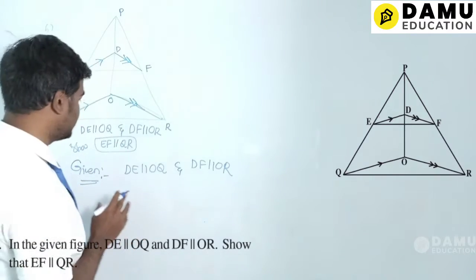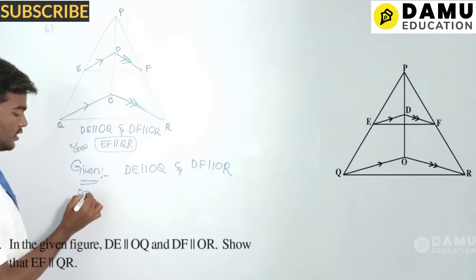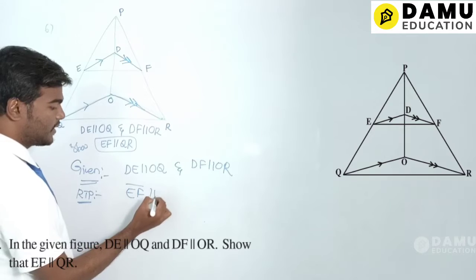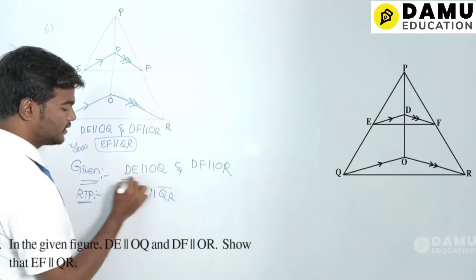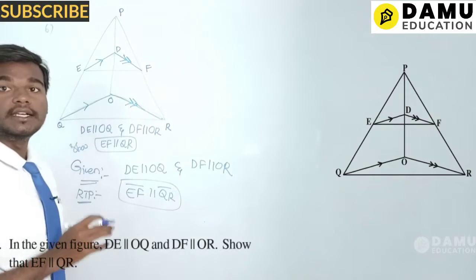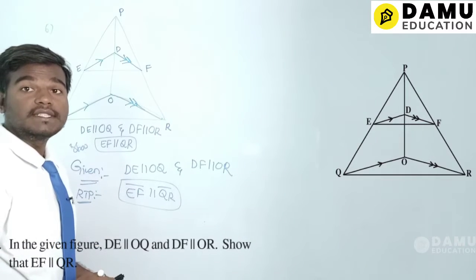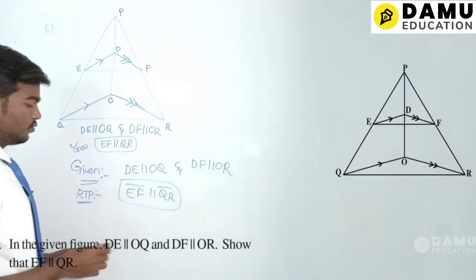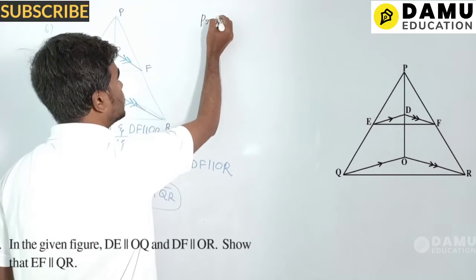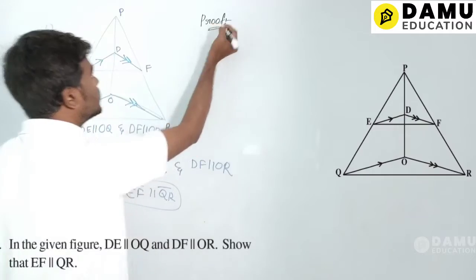Next, required to prove, RTP. Required to prove is EF is parallel to QR in triangle PQR. Then what is the proof here? Let's write it. So the proof will be, let's take the proof.